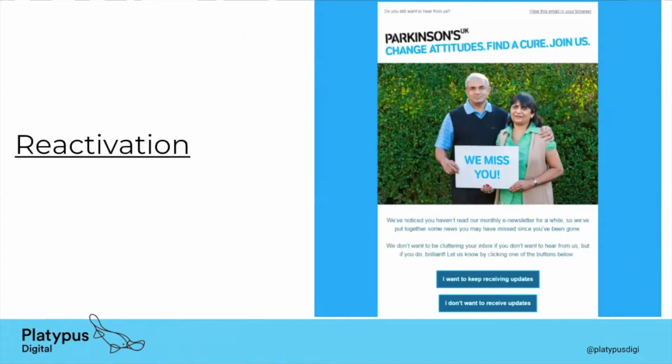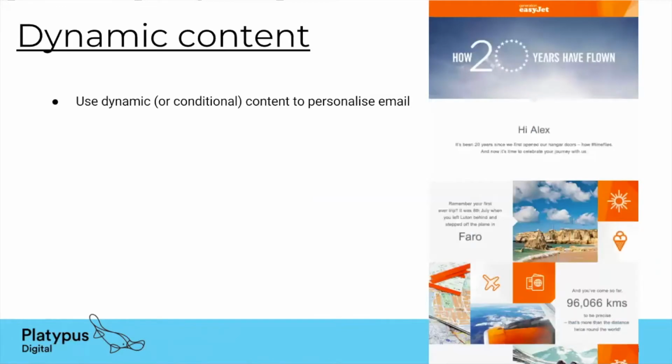You don't want to send them stuff that they don't want, and you don't want to hurt your open rates by sending stuff to people who are not really interested in getting it. It's a really good idea every 6 months or 12 months to send out a reactivation campaign just to check that people are still involved.